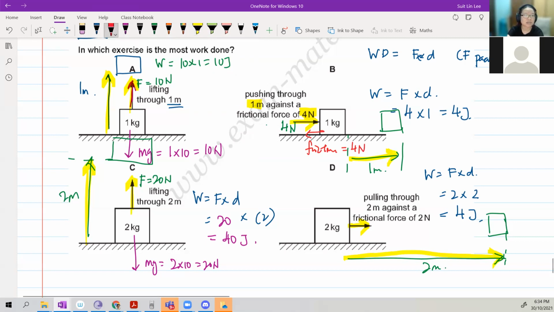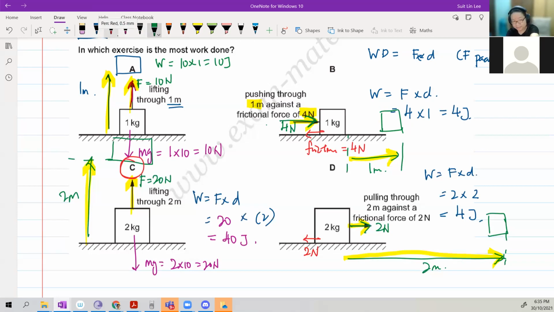So the answer is actually C. It is more work to lift something that is heavier vertically upwards than to push something that is heavy. Quite logical. Maybe in B the ground is rougher, so the friction is 4 Newton. And maybe in D the ground is smoother, so the friction is only 2 Newton. So the external force that you need to apply is 2 Newton, whereas the external force that we apply here is 4 Newton.